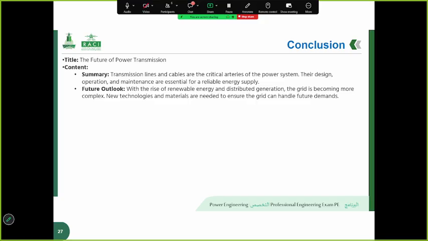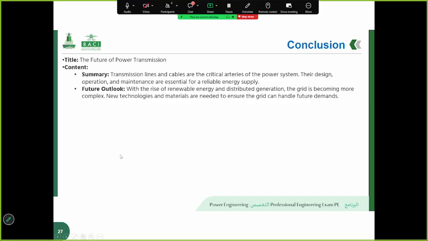Their operation requires a deep understanding of electrical parameters like resistance, inductance, and capacitance, as well as phenomena like the skin effect and the corona discharge. Their maintenance is vital for ensuring a reliable energy supply and involves sophisticated testing and fault location techniques.